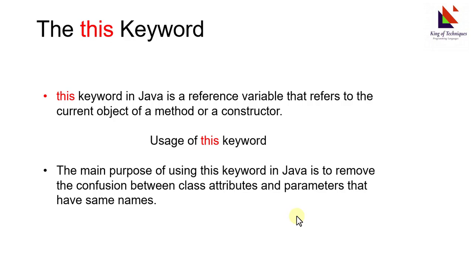Usage of this keyword. The main purpose of using this keyword in Java is to remove the confusion between class attributes and parameters that have the same name. We use this keyword for removing the confusion of programmers between attributes and parameters which have the same name.